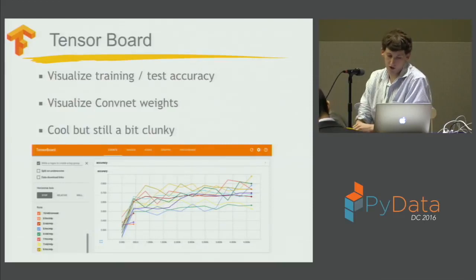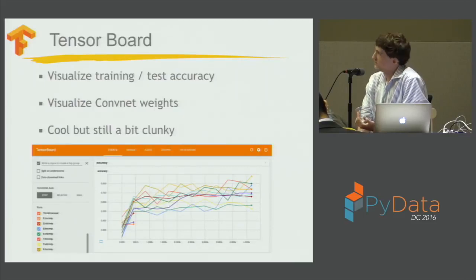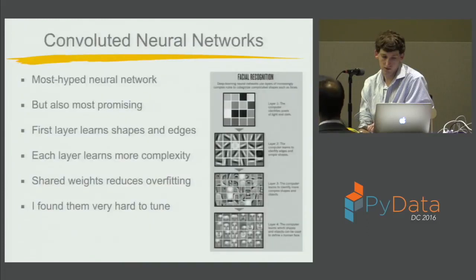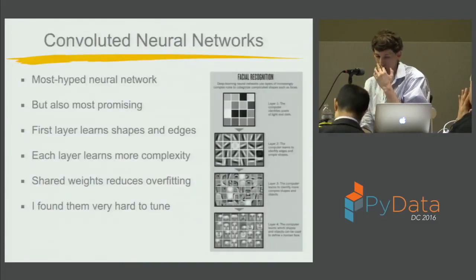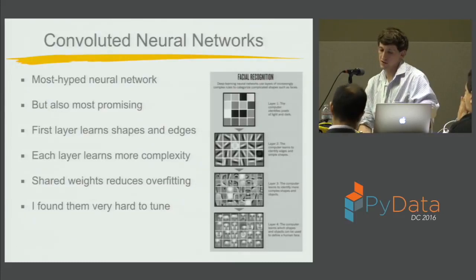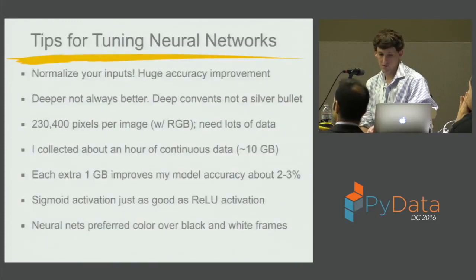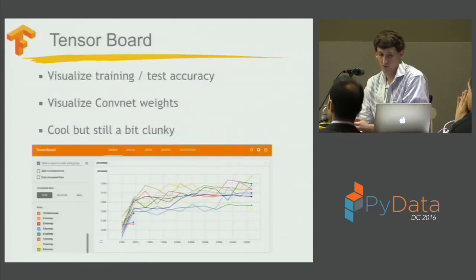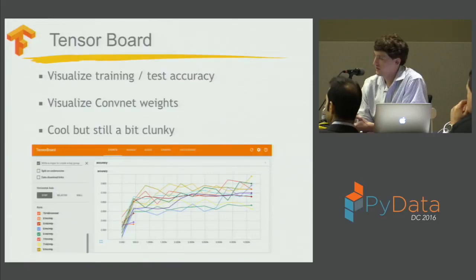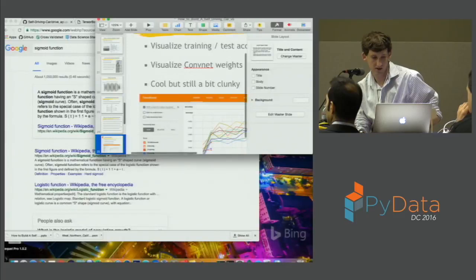Okay, so TensorBoard. If you use TensorFlow and you want to visualize your neural networks, TensorBoard is the way to go. You can use it for visualizing your accuracy. And if you work with convolutional neural networks, you can see what the weights look like. If your convolutional neural network is performing optimally, you'll see these shapes that make sense, and you can use TensorBoard to do that. TensorBoard is pretty cool, but it's a little bit clunky. I won't really cover why it's clunky, but it looks cool, and I'll show you that in action.